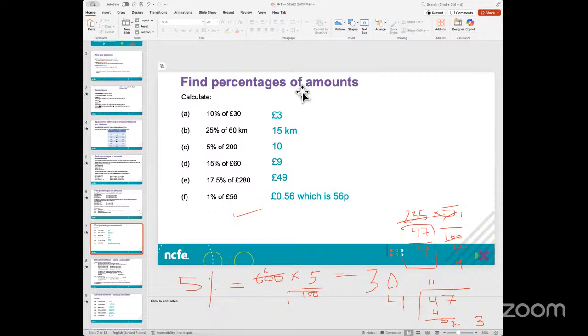Now, I gave you some examples in the beginning of where we use percentages. We use percentages in our day-to-day life, say, for example, in shopping when we are asking for a discount. So in such cases, you're looking at finding percentages of amounts for money or money-related transactions. That's why you have 30 pounds.